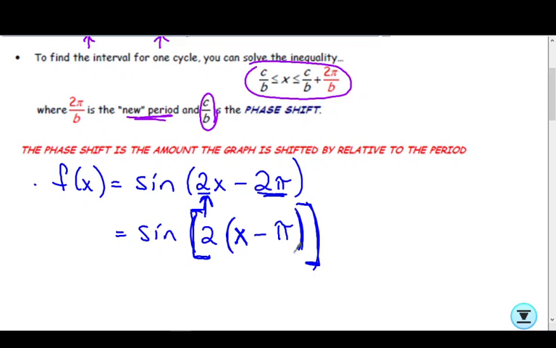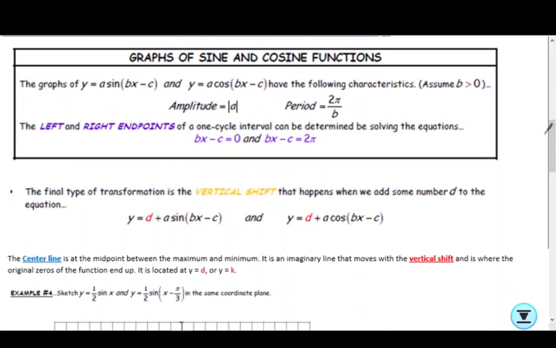Now, the last transformation is, of course, our vertical shift. And that's right here. That's d. Or, again, if you remember the transformations before, that's what we also call k. Okay? So this could be written as d or k. Not Donkey Kong, but d or k.